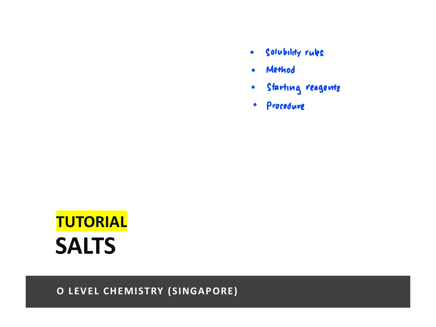Because if you cannot predict the solubility of a salt, there's no way you can know the method and so on. Next, we need to know the method for preparing each type of salt. And once we can put a method to a salt, next thing we need to know would be the starting reagents, the recommended or the suitable starting reagents in each method. And lastly, the procedure or the key steps for the preparation of each salt.